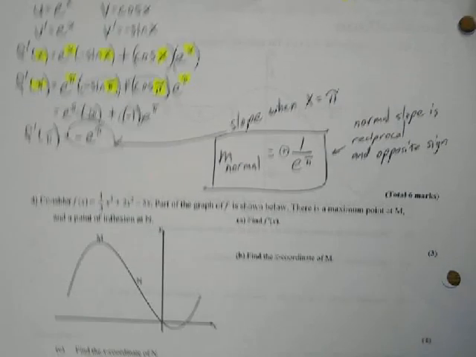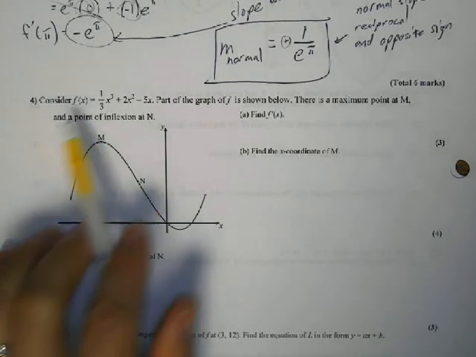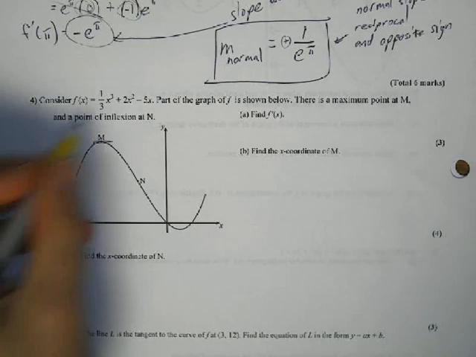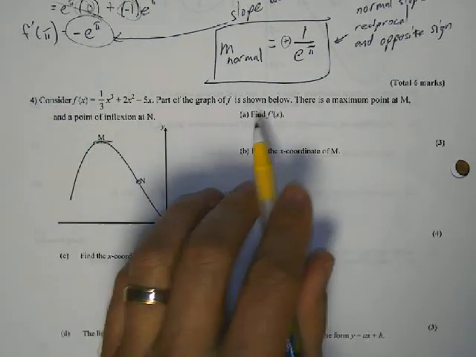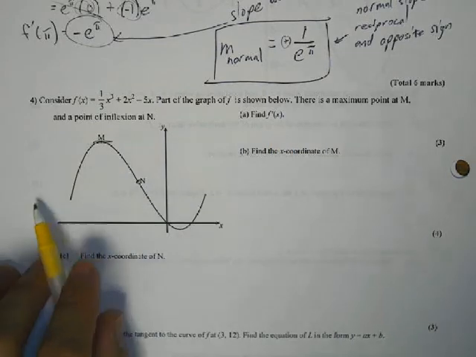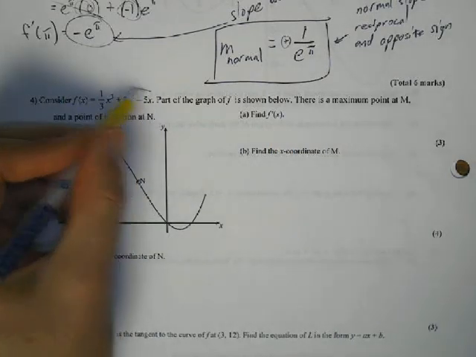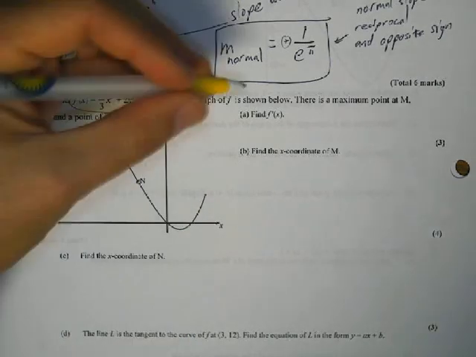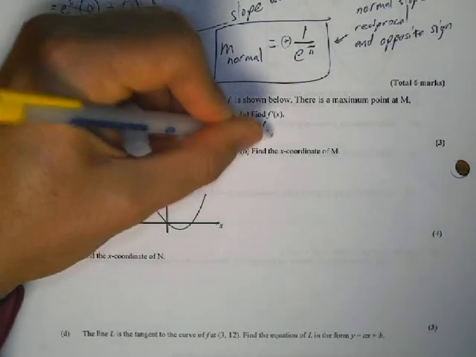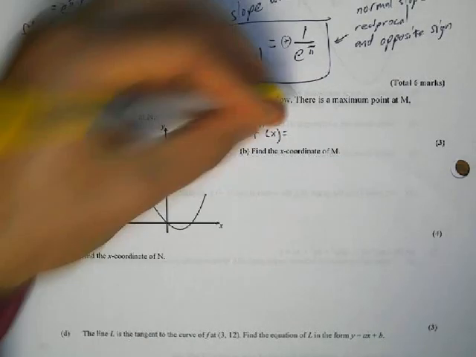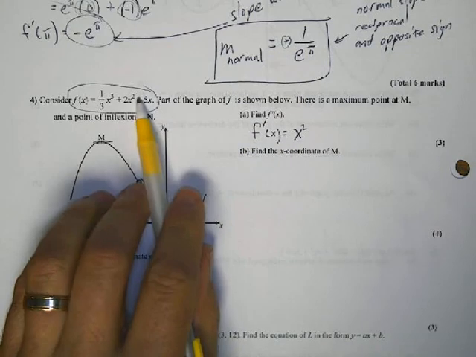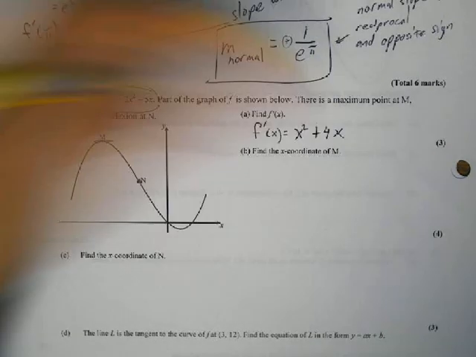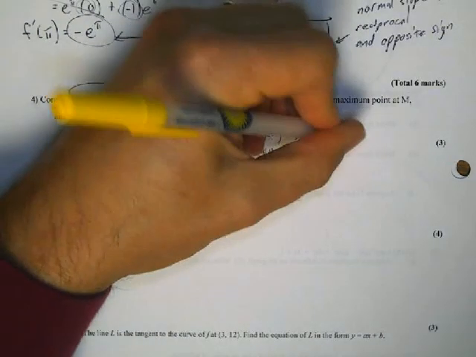Okay, let's look at the next question 4, and then I'm going to have lunch after that. Okay, so consider we've got a function here, part of the graph. There's a maximum at m and a point of inflection at n. So find the first derivative. The first derivative of this function, 3 times 1/3, is just going to be 1, so I've got x squared. The first derivative of that is going to give me 4x. The first derivative of negative 5x is going to be minus 5.